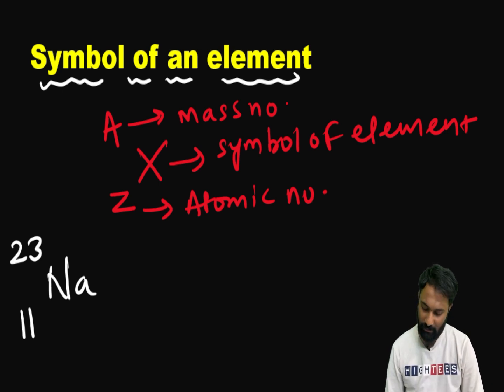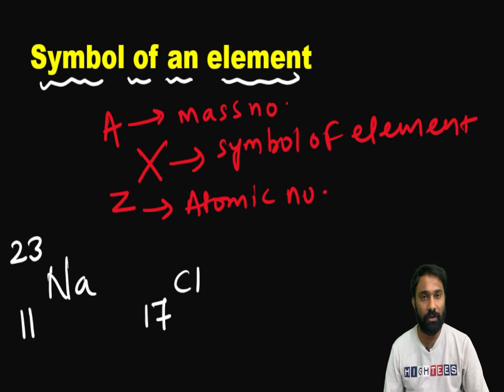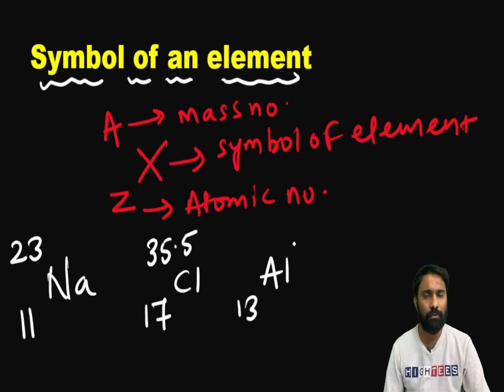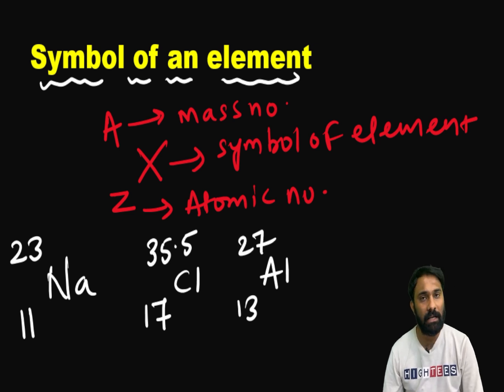Next, suppose chlorine: its atomic number is 17. If you double it, its atomic mass should become 34. But it has some exception, and its atomic mass is 35.5. Next, if you take Al, the atomic number is 13. If you double it, it will become 26. But it is 27. In the majority of cases, some exceptions will also be there.